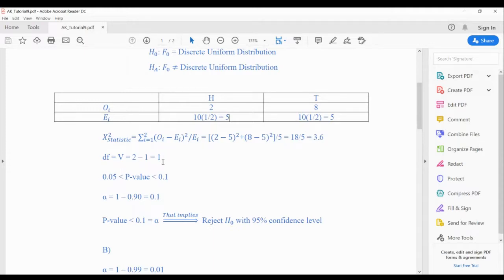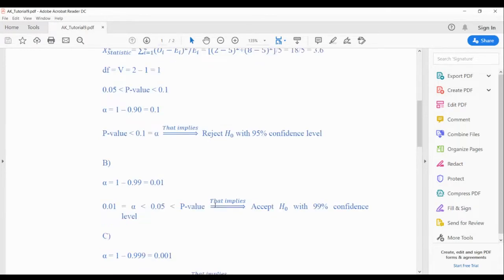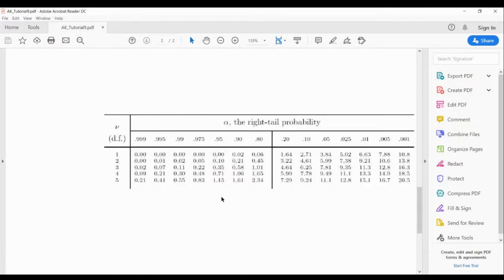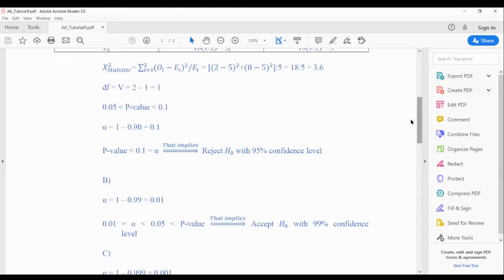So 3.6, 1. Based on these two, test statistic and degree of freedom, we should be able to know the region of our p-value. Degree of freedom of 1 means the first row. In the first row, 3.6 is between this number and this number. So if I want to read the p-value, it should be between 5% to 10%. So p-value is between these two numbers.